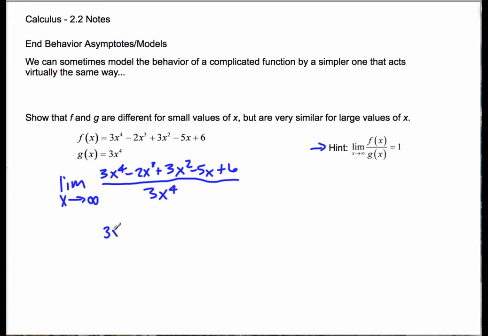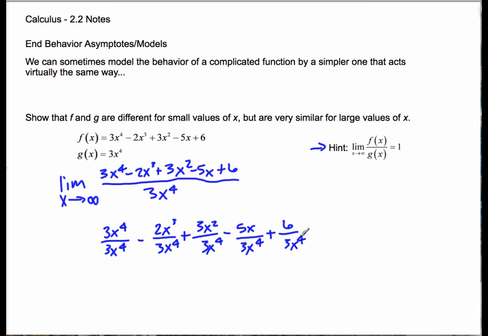So I would have 3x to the fourth over 3x to the fourth, minus 2x cubed over 3x to the fourth, plus 3x squared over 3x to the fourth, minus 5x over 3x to the fourth, plus 6 over 3x to the fourth.